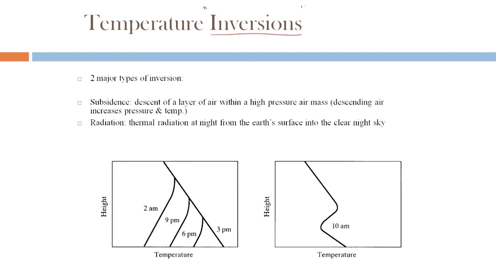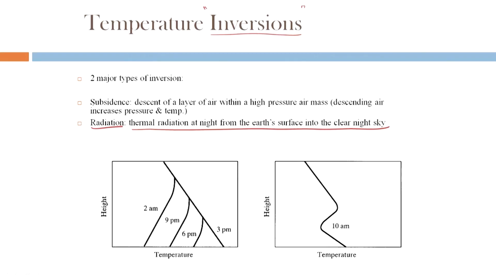So, why is that? It is due to temperature inversion. Again, there are two types of inversion. Typically, the one that we see is due to radiation, when there is thermal radiation at night from the earth's surface into the clear sky. In the winter, there is not enough radiation, the earth cools faster, and it also cools the air nearer to it faster. That is why you are going to observe temperature inversion.